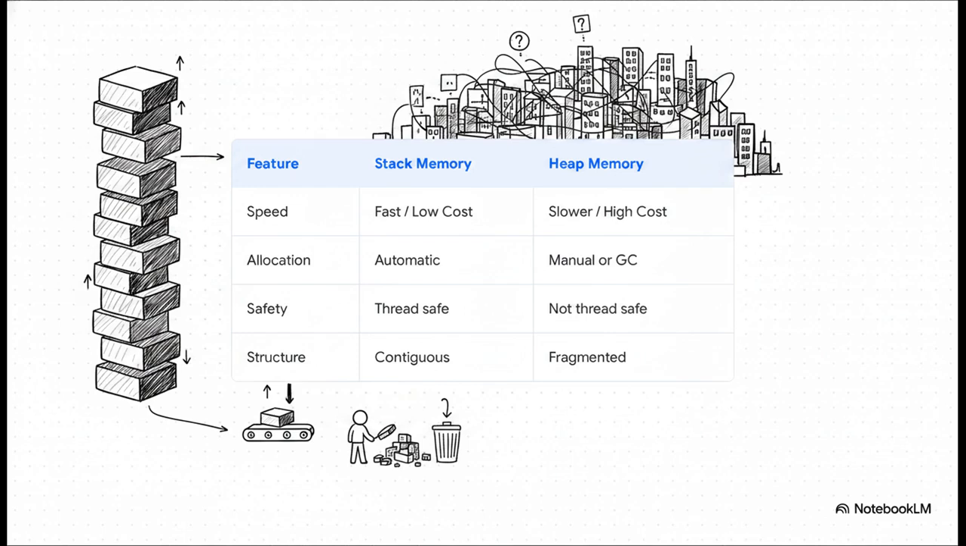Now, the heap? The heap is a sprawling, dynamic cityscape that needs active management. It allocates memory in a random, fragmented order. It's slower, it's shared among all threads, and it requires either manual deallocation, like you'd see in C or C++, or a garbage collector, like in Java or Python, to clean up unused memory so you don't get memory leaks.